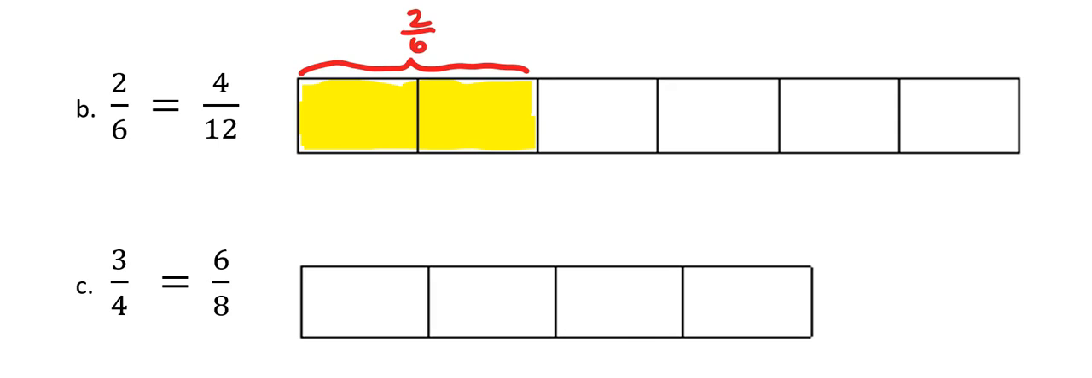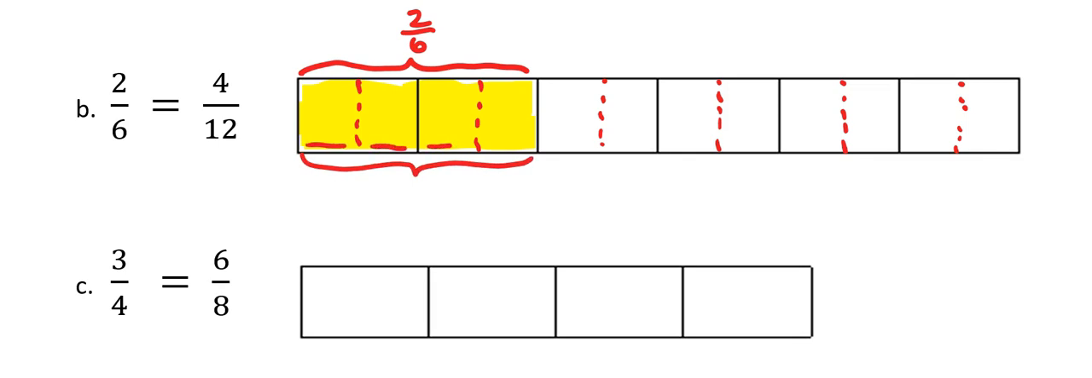Now I'm going to divide each piece in half. Now instead of 6 pieces, I have 12 pieces. So each of these pieces is considered a 12th. And I have 4 of them. 1, 2, 3, 4. So that shows my 4/12. So that proves how 2/6 is equal to 4/12.